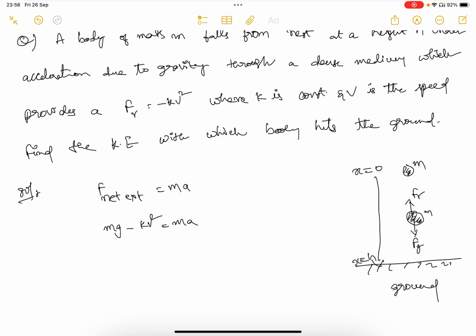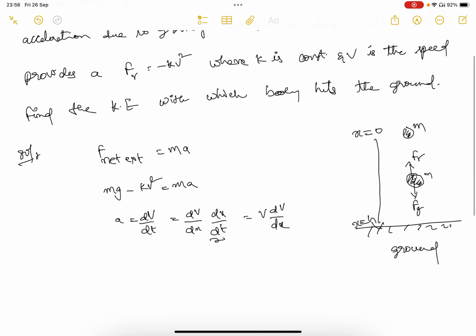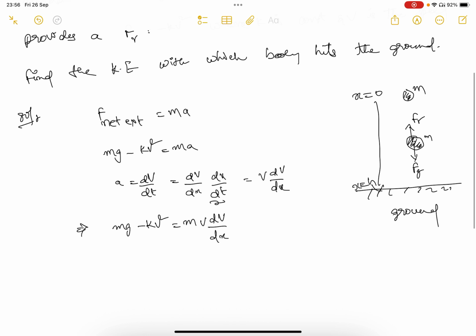As we need to figure out the velocity, because ultimately we need to figure out the kinetic energy, a can be written as dv by dt, which you can write as dv by dx into dx by dt, where dx by dt is v. So this equation becomes mg minus k v square equal to m into v into dv by dx, right?